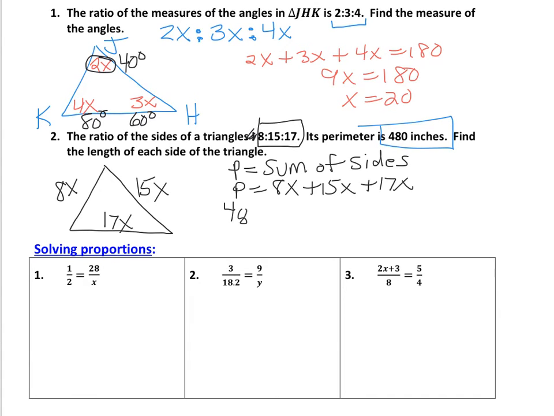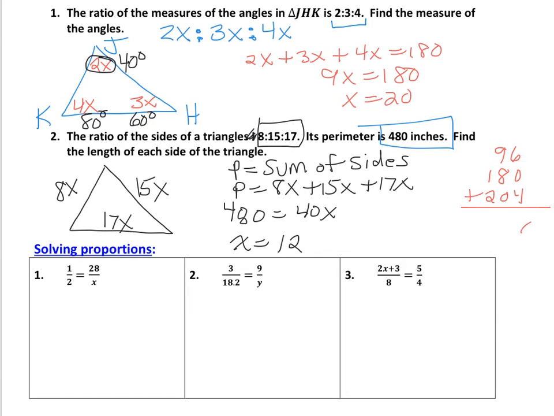So I'm going to substitute that in. And 8x plus 15x plus 17x is 40x. And so x is 12. We can substitute x equals 12 into each side to check that. 8 times 12 is 96. And 15 times 12 is 180. And 17 times 12 is 204.